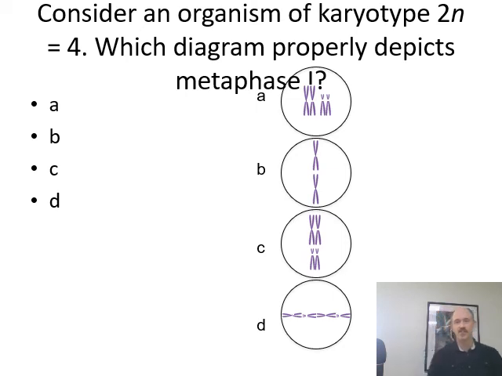Consider an organism of karyotype 2n equals 4. Which diagram depicts metaphase 1? Which one of those is metaphase 1? With the organism 2n of 4. I'll let you determine that.